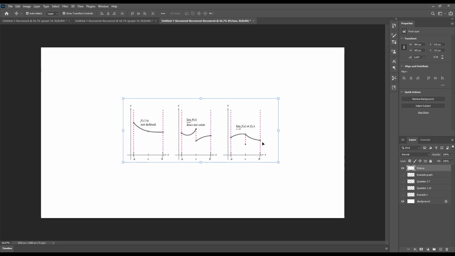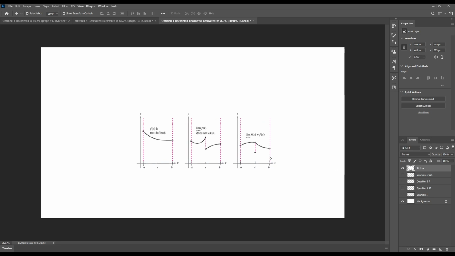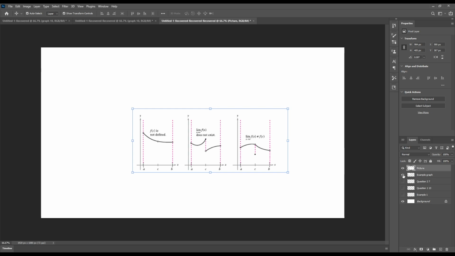So looking at this, let's take a look at one of our example questions. This is our graph right here. This is f of x, x here. And let's look at our example. Find the limit of the greatest integer function f of x equal to x as x approaches 0 from the left and from the right.